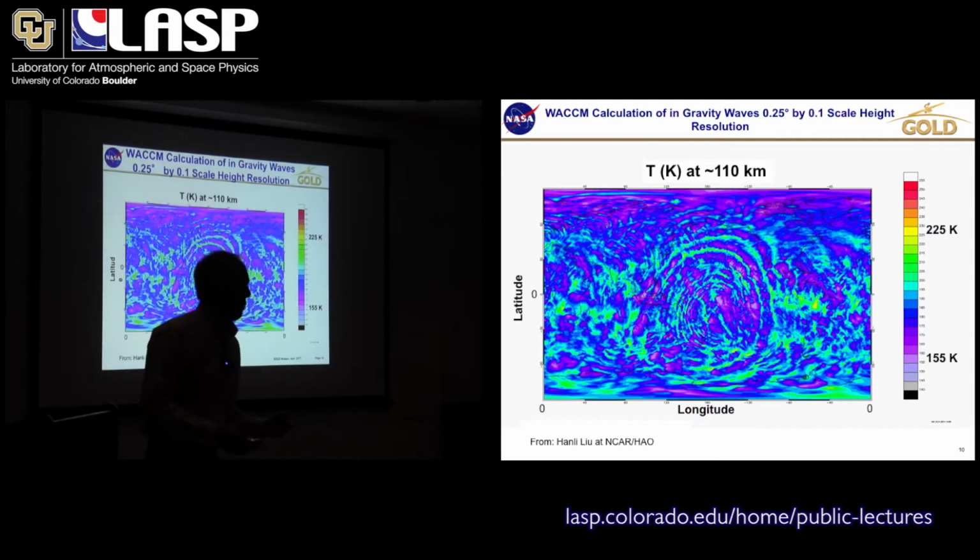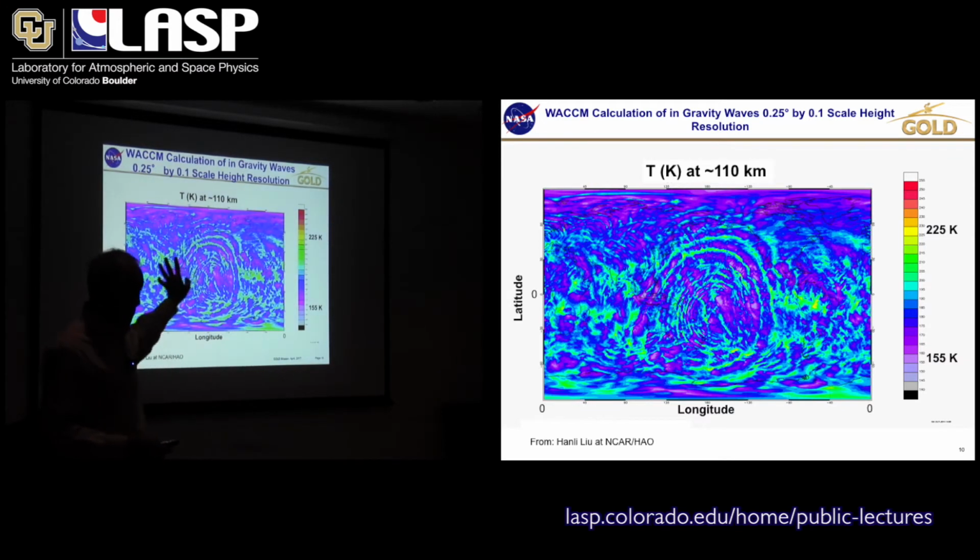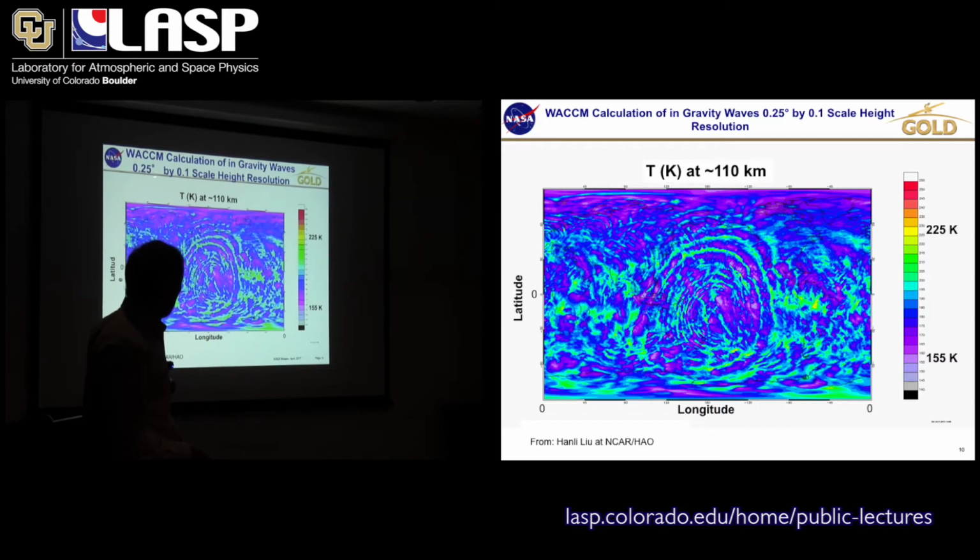Of course, those are tides and waves. Some of those are generated internally, but this is stuff that's generated at lower altitudes. These are some calculations by Hanli Liu at NCAR HAO, and this is from a typhoon in the Pacific. You can see the temperature perturbations that you get at 110 kilometers. This is not the typical calculation that they do, because it's really high resolution in altitude and spatially, and it shows tremendous activity in gravity waves.